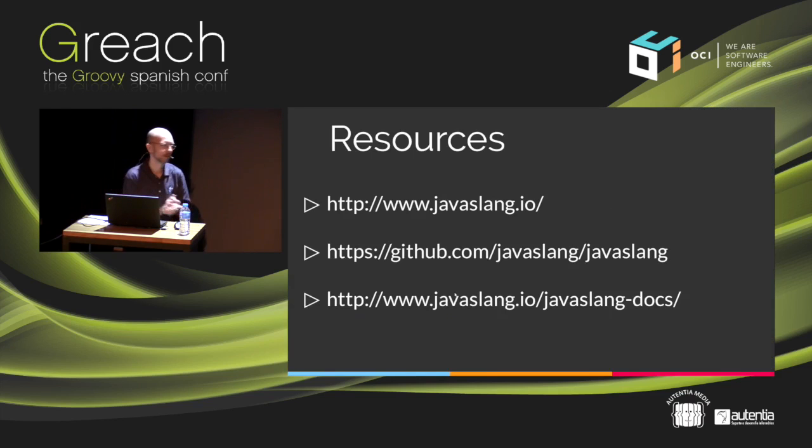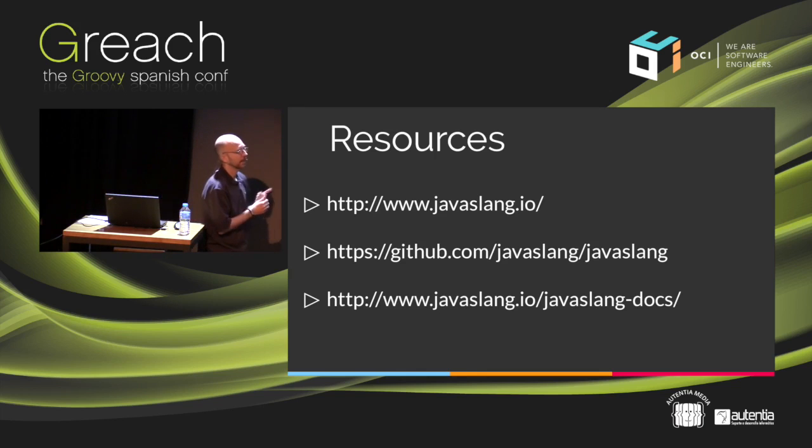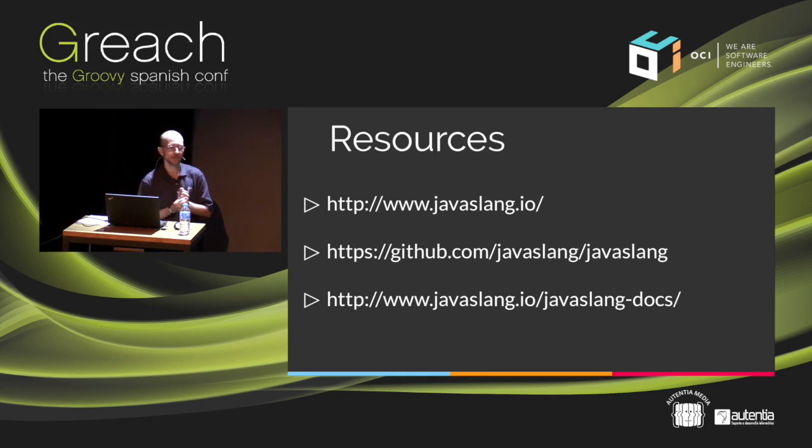So let me just finish with this. These are the main resources. So javaslang.io, the web page. The second one is the GitHub project, and the last one is the documentation. The documentation is really good, and also they publish a lot of blog posts explaining a lot of things.